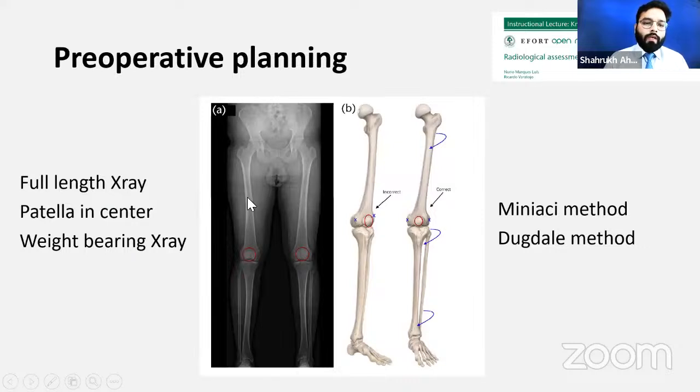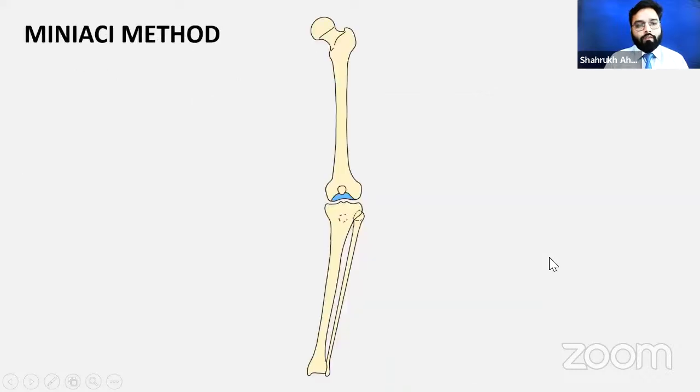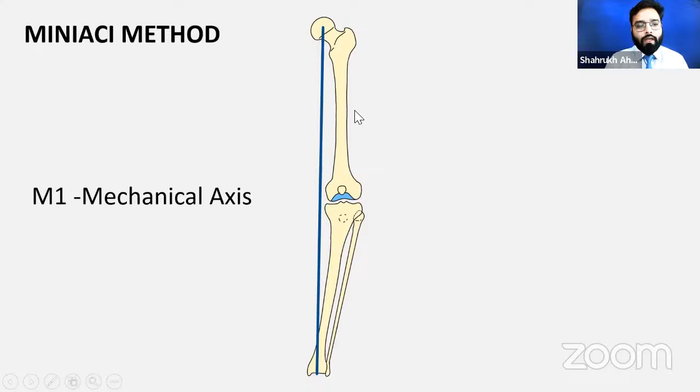Coming to pre-operative planning, we require full-length X-rays with the patella in center, and these should be weight-bearing X-rays. The osteotomy can be planned by the Miniaci method or the Dugdale method. I will be discussing the Miniaci method. First, we draw a mechanical axis, which is M1, and calculate the mechanical axis deviation.